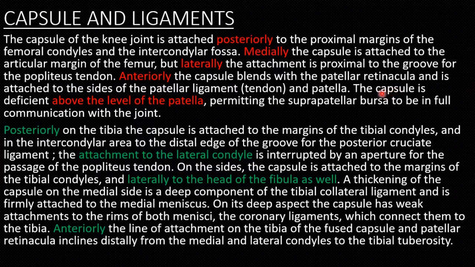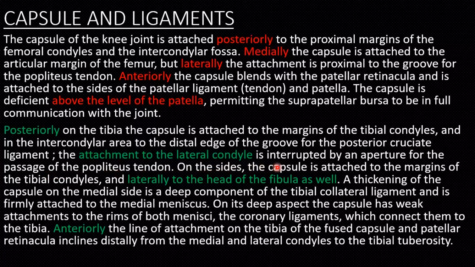Then the capsule anterosuperiorly is deficient to permit the communication of the suprapatellar bursa with the joint cavity. Now, tibial attachments are as follows. Posteriorly on the tibia, the capsule is attached to the margins of the tibial condyles and in the intercondylar area to the distal edge of the groove of attachment of the posterior cruciate ligament. Now, on the lateral condyle, its attachment is interrupted by an aperture for the passage of the popliteus tendon.